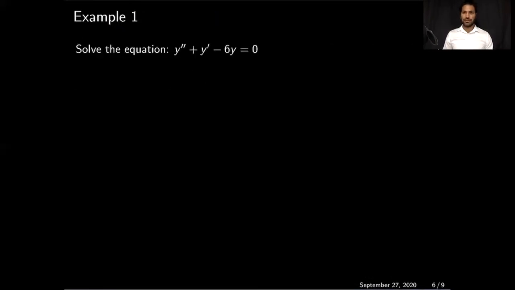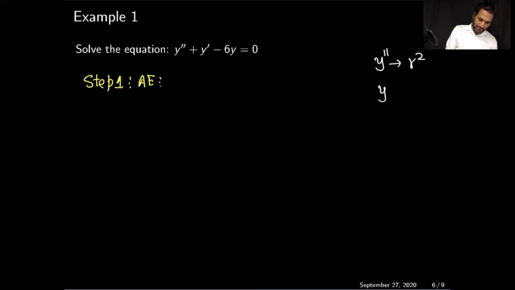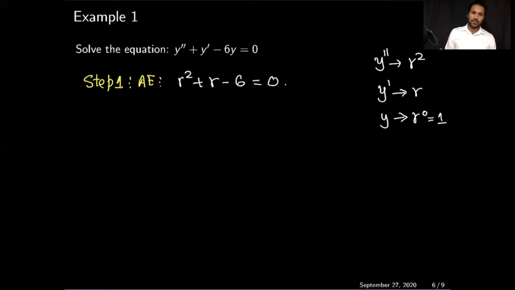Let's consider a few examples and practice this method on them. My first example is the differential equation y double prime plus y prime minus 6y is equal to 0. The first step of my solution is to calculate the auxiliary equation. To find the auxiliary, or characteristic, equation, you turn y double prime into r squared, the first derivative into r, and the function y into r to the power 0, which is 1. So I substitute these values in my differential equation, and it becomes r squared plus r minus 6 is equal to 0. This is my auxiliary equation.